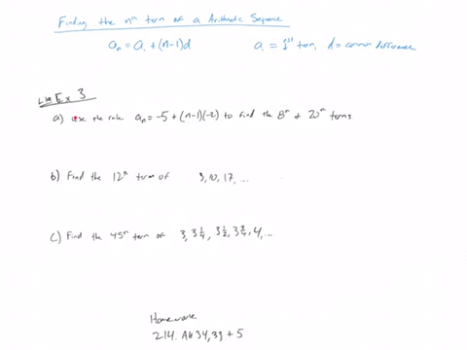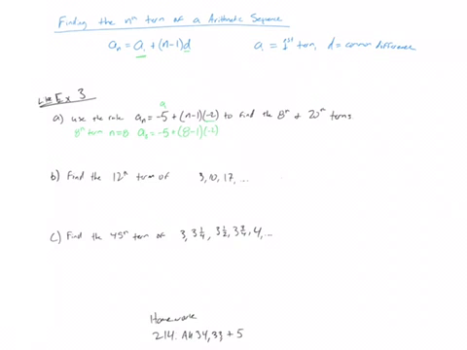Well, to find the 8th term, that means n is going to equal 8. Okay? So we're going to look for a sub 8, that's the 8th term. It's going to be negative 5, and notice this is my first term. Then I'm going to say plus, well, n is 8, so this is going to be 8 minus 1, and then I'm going to say minus 2 times the negative 2. And notice that is my difference. Negative 2 is my common difference.